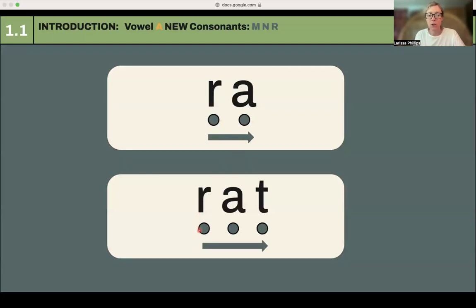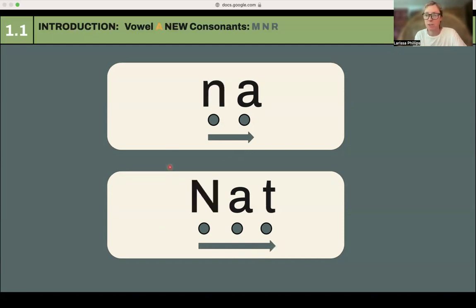So watch. We've got ah. We're going to blend the first 2 sounds and then drop in that last sound. Rat. Right? Rat. Okay, we'll do it with another sound.